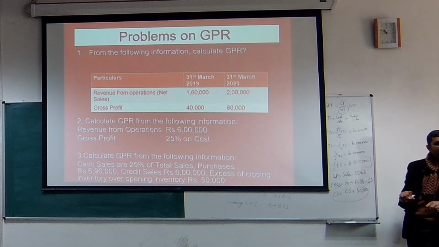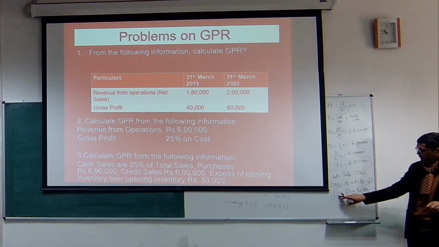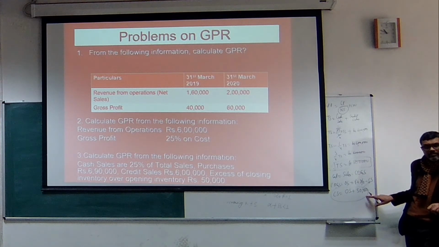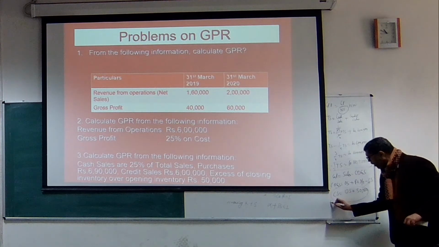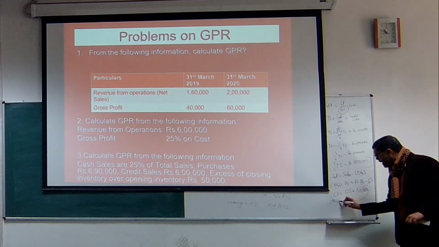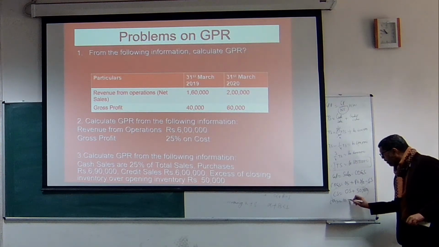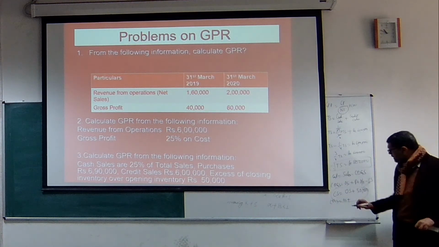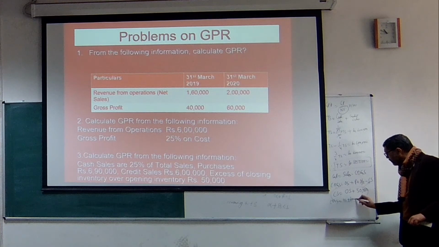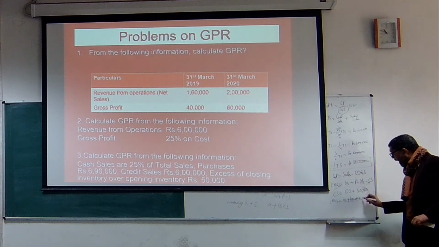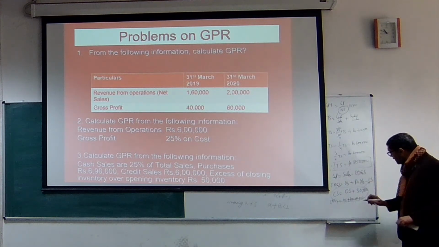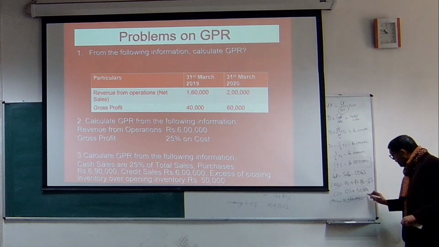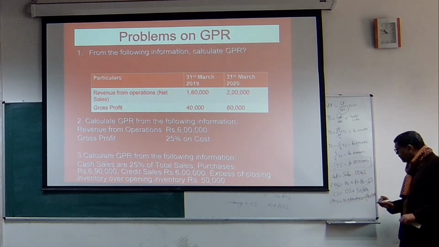Can I do this? In place of this closing stock, I can write opening stock plus 50,000. So my cost of goods sold is equal to opening stock plus purchases, 6,90,000, plus direct expenses, not given to us, so that is 0, minus opening stock plus 50,000. Is it okay?